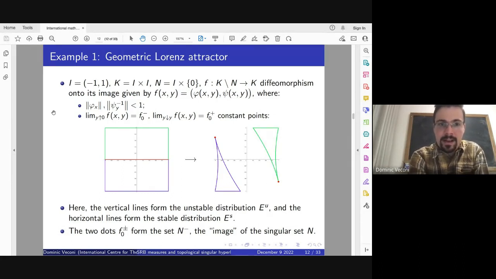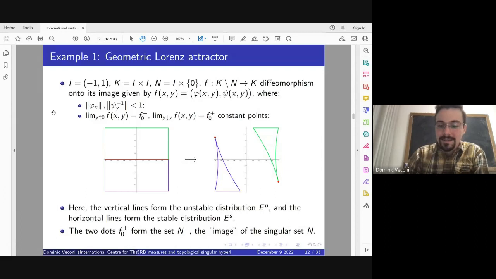And also, if you take the limit as y approaches this horizontal axis, then the image of that limit gets collapsed to a point f0 minus, and that should say y descending to 0, not y descending to y. That's silly. If you take the limit as y goes to 0 from above, then you get a different point f0 plus. These are constant points. So in this case, thinking back to the definition we saw earlier on, the foliation by vertical lines of this unit square forms the unstable distribution EU, and the horizontal lines form the stable distribution where lengths and vectors are contracted.